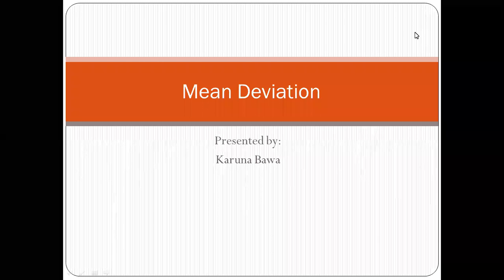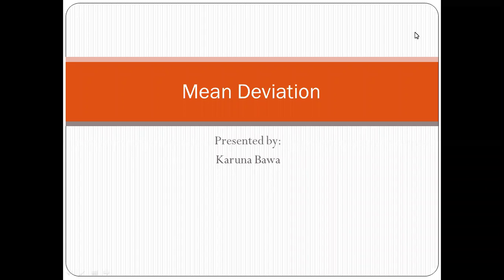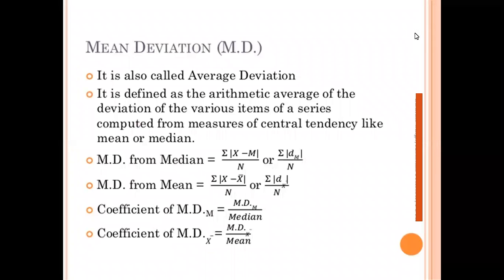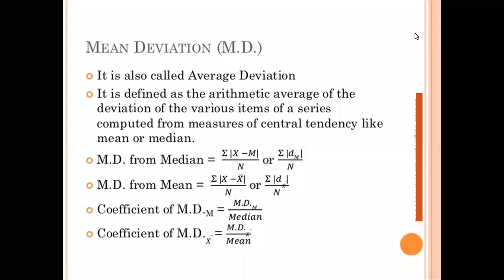So now let's discuss a new topic, that is mean deviation or average deviation. Mean deviation is also called the average deviation. It is defined as the arithmetic average of the deviations of the various items of the series computed from a measure of central tendency like mean or median. So this is the formula of mean deviation: mean deviation from median and mean deviation from mean.